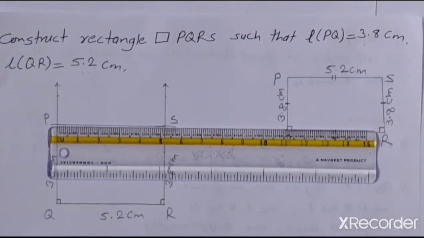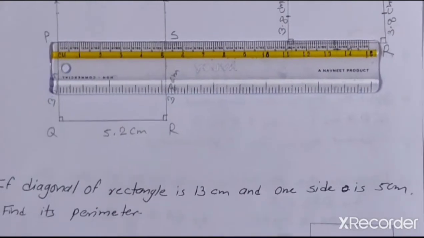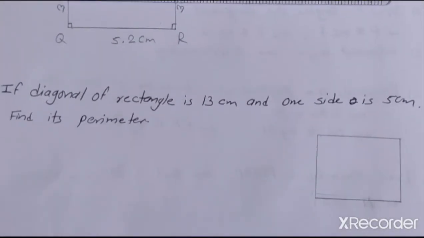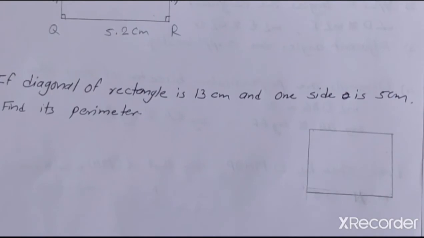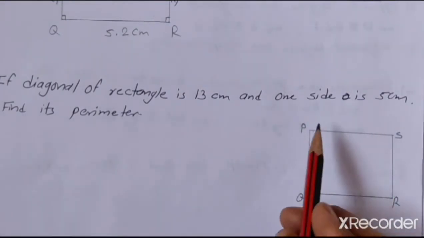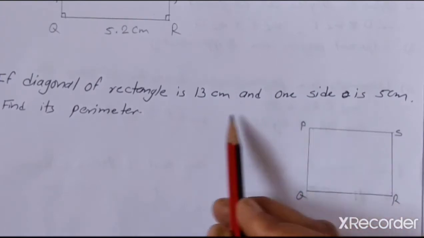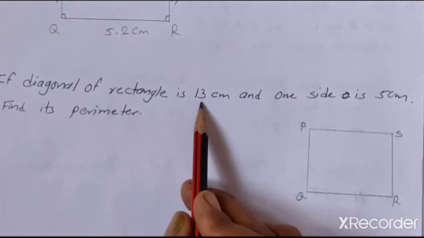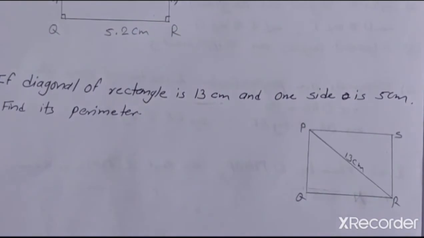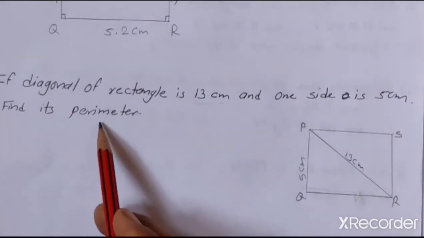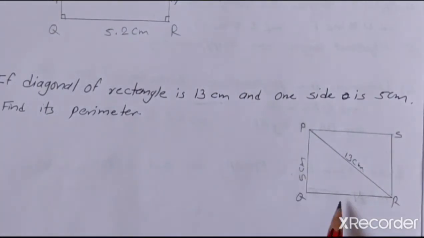Now let's move to a numerical based on this rectangle. If the diagonal of a rectangle is 13 centimeter and one side is 5 centimeter, find its perimeter. So here I am considering a rectangle named PQRS, and I am substituting these given values. The length of the diagonal is 13 centimeter and the length of one side is also given. Here we have to find its perimeter. Perimeter means the sum of all sides.